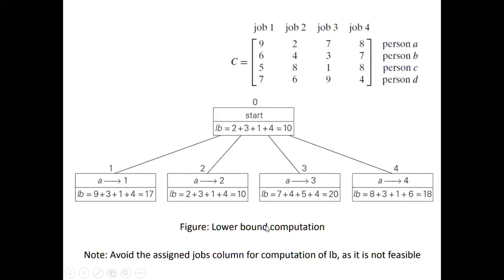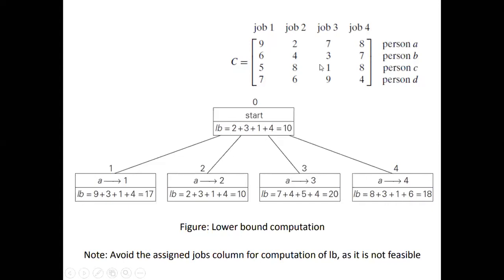In branch and bound, let us start with a root node, where no elements have been selected from the cost matrix. Here we need something called a lower bound value. What is this lower bound value? LB represents the lower bound value.